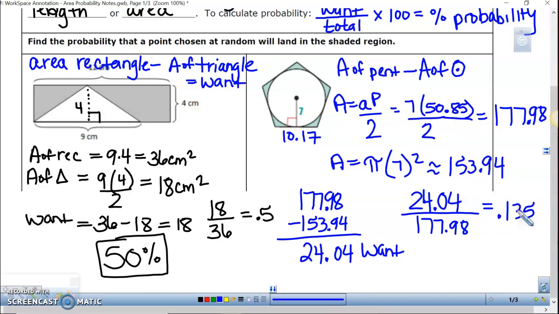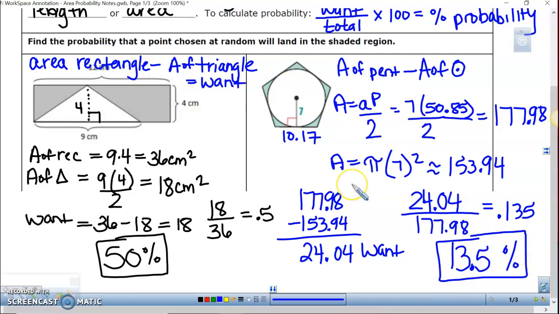We're going to times that by 100. So this is a 13.5% chance that when you throw a dart, you are going to land in that shaded region. And right, this should make sense. There's not a lot of shaded area, so this number should be really small.